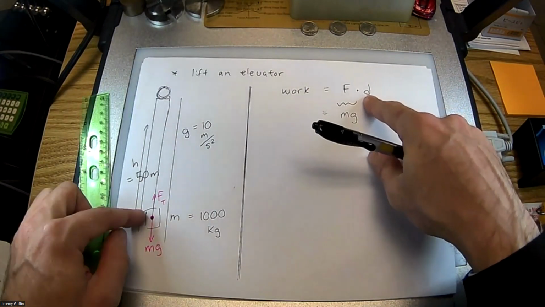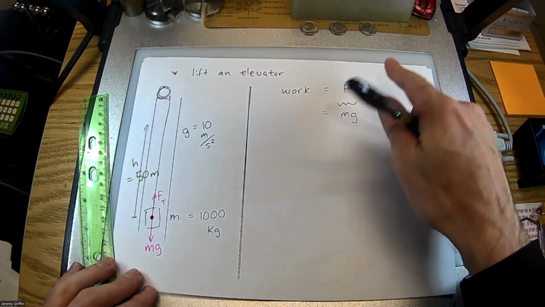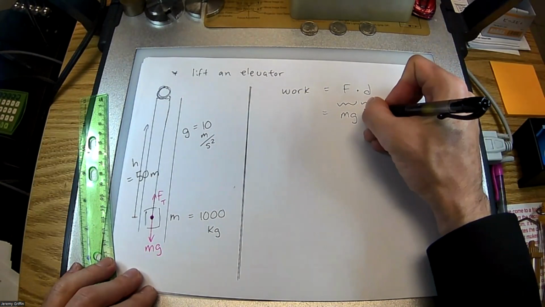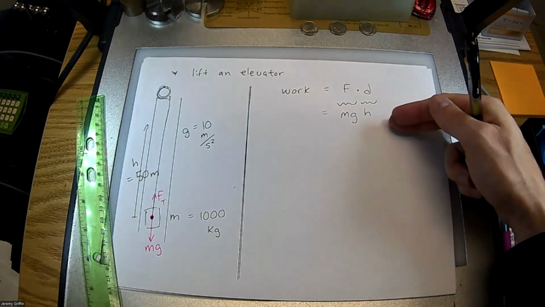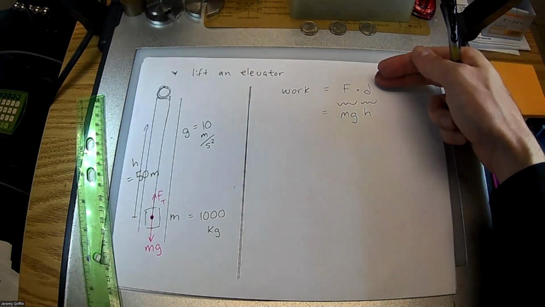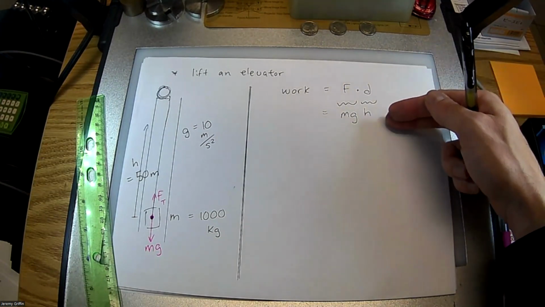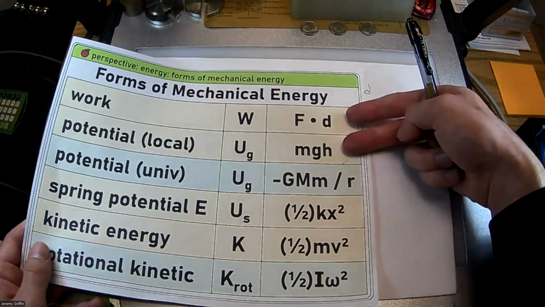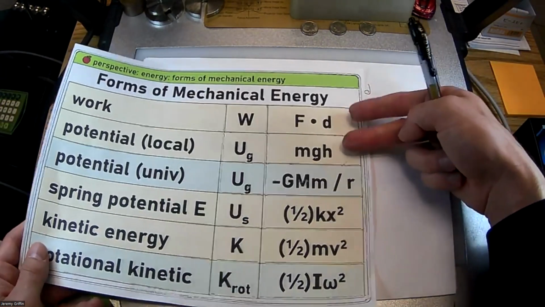Oh, and the distance I pull it up, isn't that just the height that it's pulled up? So this is h. Oh, and look at that. Actually, we kind of talked about this before. The work is equal to the potential energy that you give it, mgh. Isn't that a version of that? You guys remember that from before?